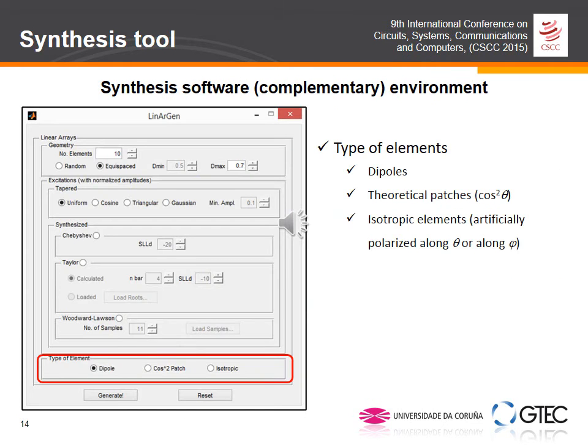The last option to set the antenna configuration is to choose between different types of elements, that is, dipole, patch, or isotropic.